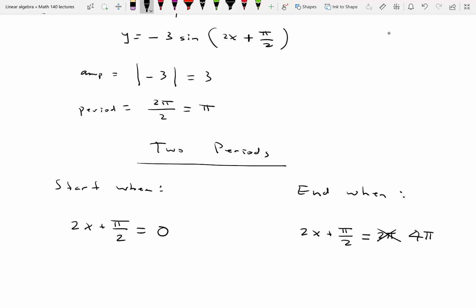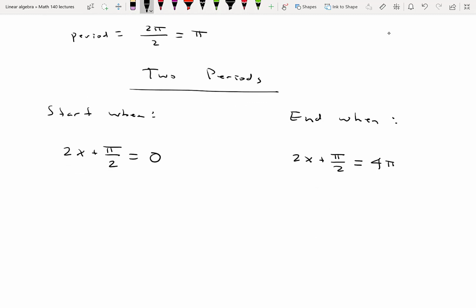So starting and ending point. If you want two periods, start when the angle equals 0, and then end when the angle is 4 pi. If I wanted three periods, you start when the angle is 0, and you end when the angle is 6 pi. One period ends with 2 pi. Two periods, 4 pi. Three periods, 6 pi. Four periods, 8 pi, etc., etc., etc. Okay, so I'm going to get rid of that 2 pi and put that 4 pi in there. All right, so let's solve for x.